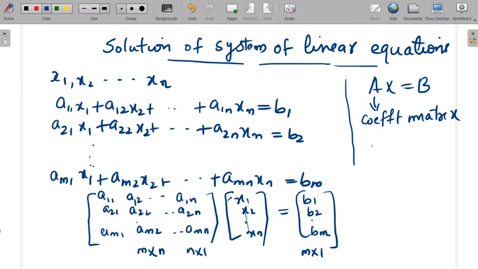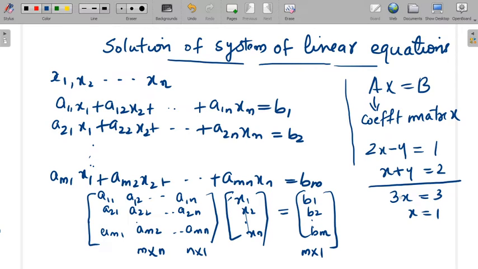For example, suppose you take this set of equations: 2x minus y equal to 1 and x plus y equal to 2. And you know the solution. Can you say the solution of this equation? If you add these two, you get 3x is equal to 3. Our usual method: we eliminate the variable y by adding the equations. So x is equal to 1. If x is 1, x plus y equal to 2 suggests that y is equal to 1. So that is the solution of the system.